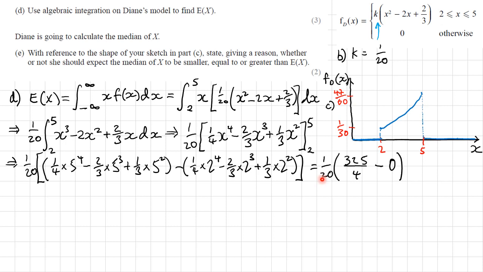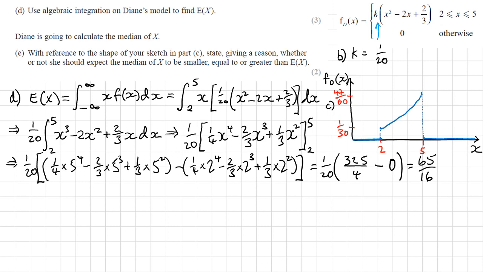Okay, so evaluating that, we'll get the 1 over 20 outside the brackets. The first bit we've substituted in 5 becomes 325 over 4. The second part here we've substituted in 2 becomes 0. If we multiply that out, that becomes 65 over 16.